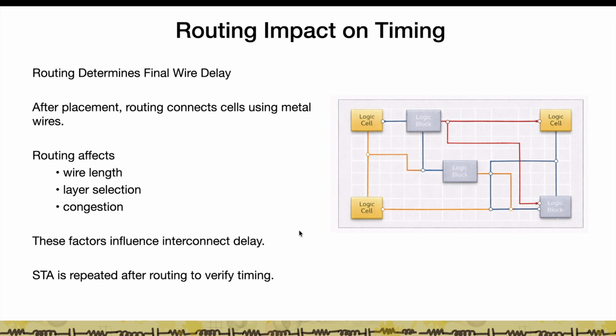This is why STA is repeated after routing. Pre-route timing estimates use statistical wire length models. They're good approximations but not exact. Post-route STA uses the actual routed geometry extracted from the layout. If new violations appear after routing, the physical design team goes back to fix them.